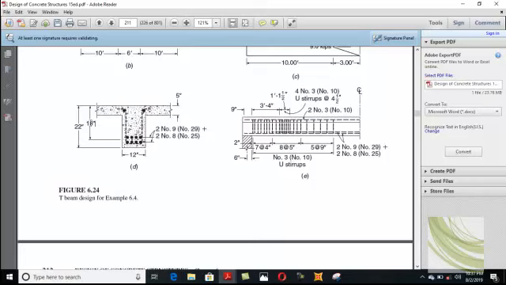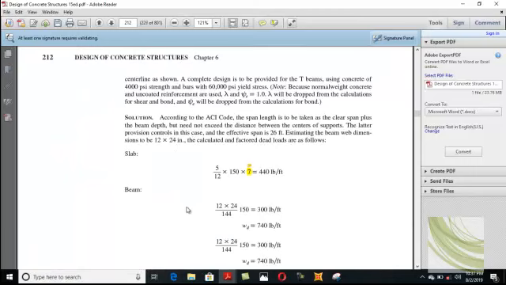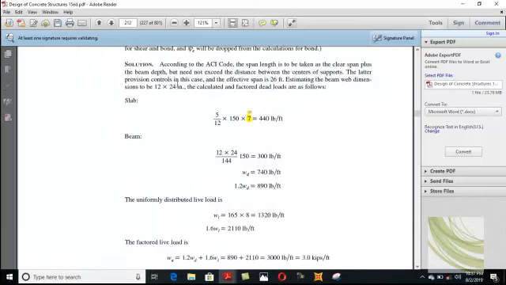Now they use this dimension. Okay, they use now those dimensions, that is 22 inches and 18 inches, which we get from shear criteria. But at the initial stage, we basically assume 24 inches. Okay, so it doesn't make any kind of difference.